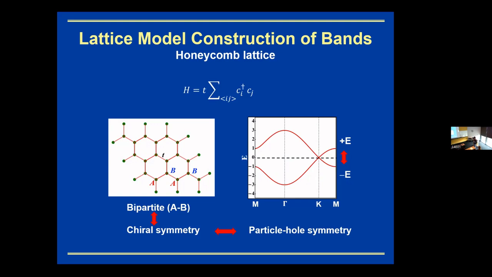So what that means is that the bands always have a so-called particle-hole symmetry. That means you have a positive E branch and a negative E branch mirror to each other. So at every K point, you have a plus E eigenvalue and a minus E eigenvalue. So that's the chiral symmetry.